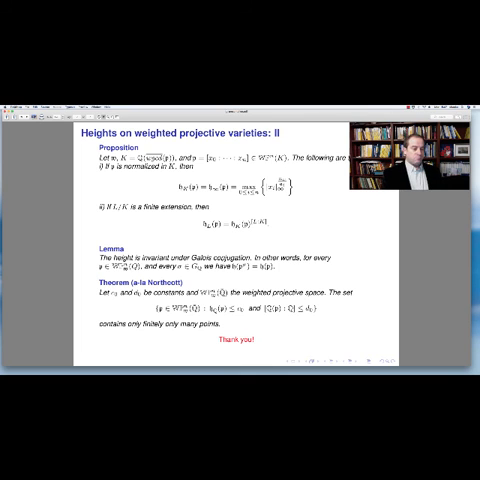Also, the following lemma is that the height is invariant under Galois conjugation, and this is also true for classical heights over projective spaces. Finally, our result is that the Northcott theorem holds for these heights as well, namely that there are finitely many points in the weighted projective space with bounded height. That's basically what the paper does, and it proves some other additional properties of the heights and gives some open problems for further work. So thank you.